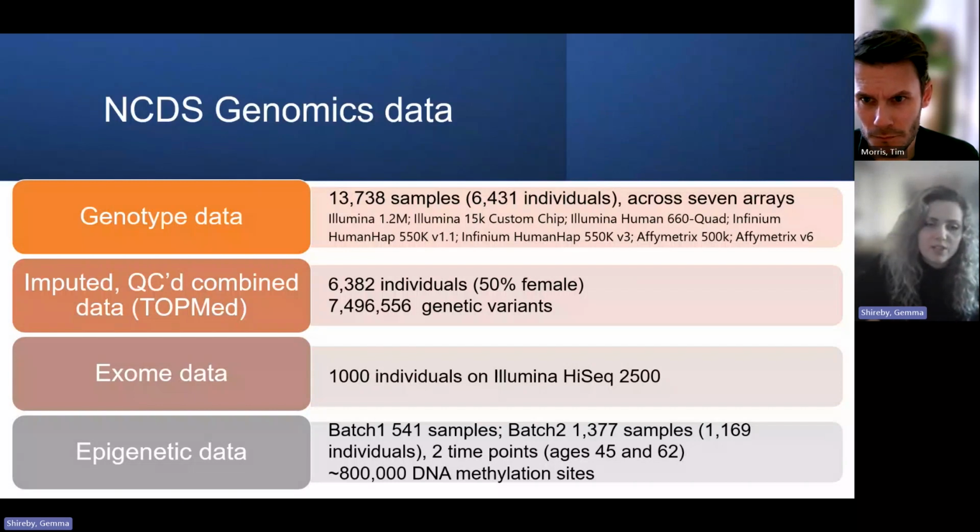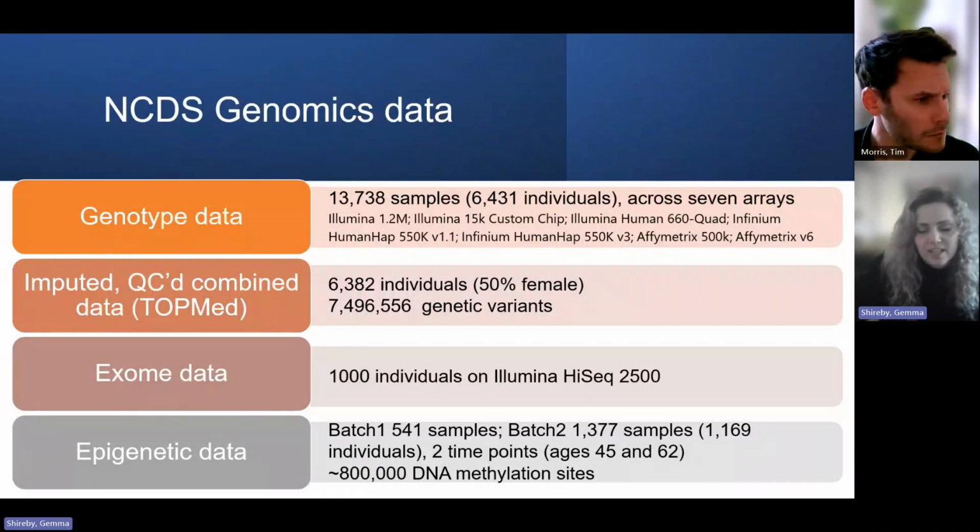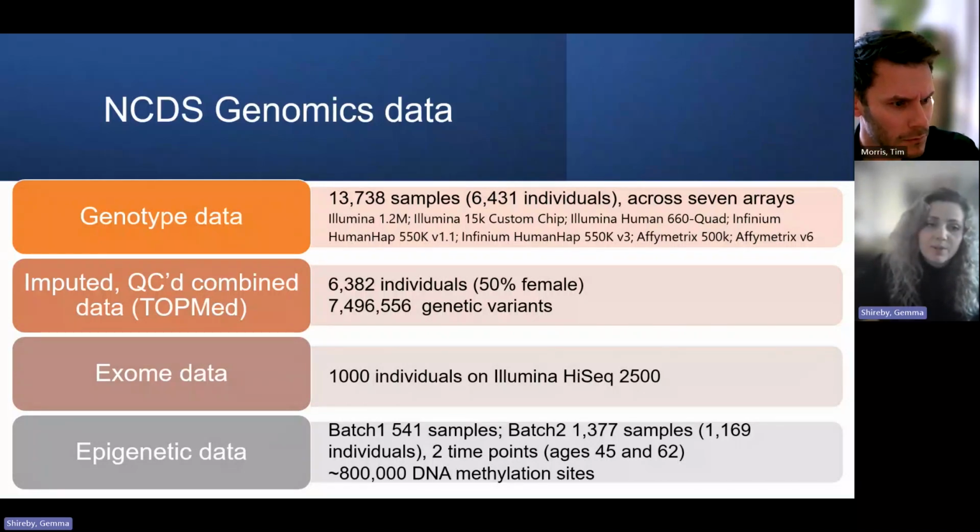So what we focused on doing is combining the data for these into one data set, which is a lot easier to use. Another issue with the data was they're all on older genome builds. So we made sure they're all on the latest genome build. We've quality controlled and imputed it using the TopMed panel. And after QC, we have around 6,380 individuals and around 7.5 million genetic variants.